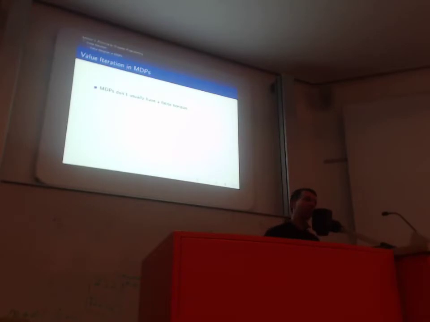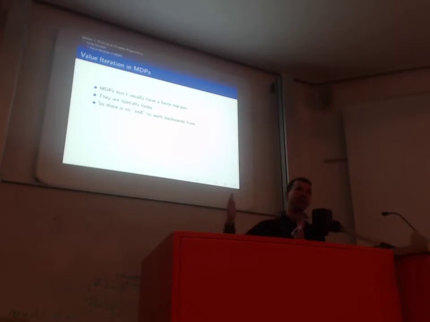Now, we want to apply this to MDPs, and MDPs don't usually have a finite horizon. There's not necessarily one goal state. There could just be a general reward function everywhere. We want to keep going and get as much reward as possible. And also, they can be loopy, so you can go round and round to the same state again, or find your way just looping around. We want to allow for all these cases.